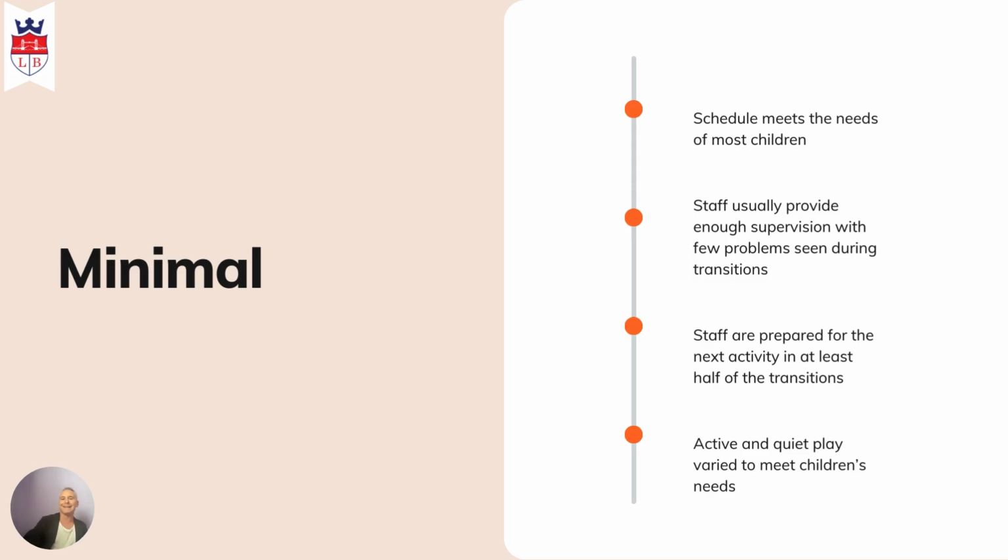So if you're doing at least 2 of these, but not the other 2, then you're coming out at a number 2. So providing you've not met any of the inadequate criteria, then you can start to look at these minimal criteria. So minimally, the schedule meets the needs of most of the children in the classroom or the early years setting. Staff usually provide enough supervision with only a few problems occurring during transitions.